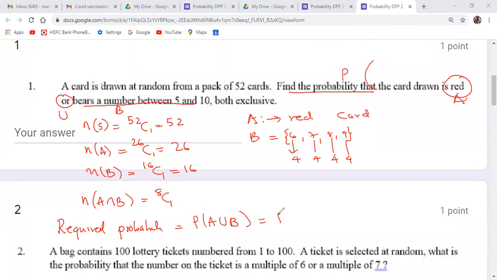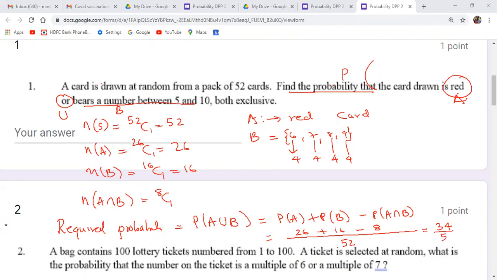You will put the formula P of A plus P of B minus P of A intersection B. All of them have the same denominator, so you can write 52, and in the numerator you can write 26 plus 16 minus 8. So what is your answer? 34, so it's 17 by 26.